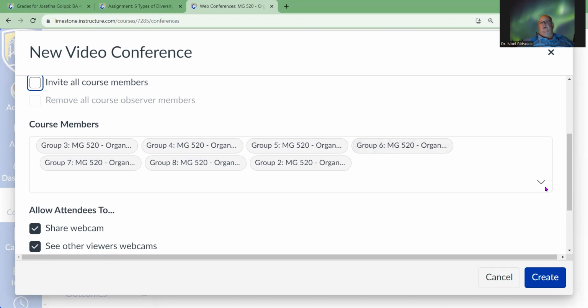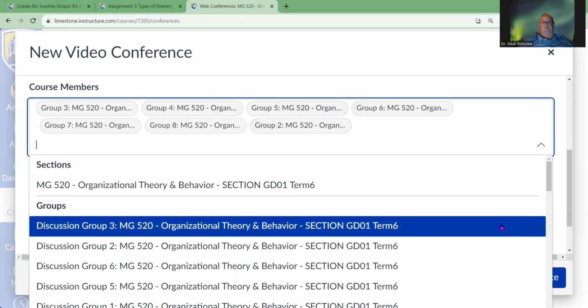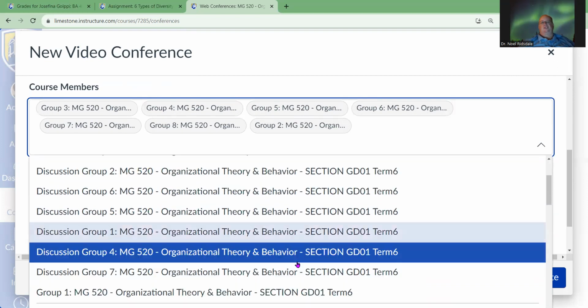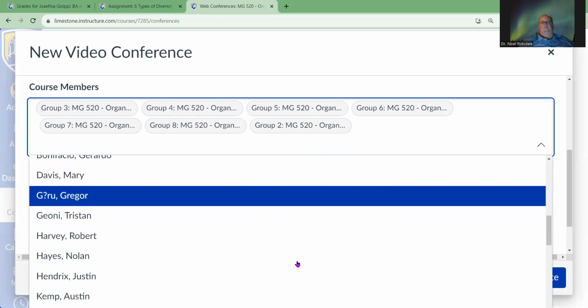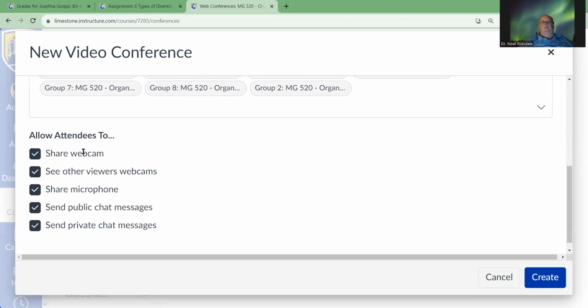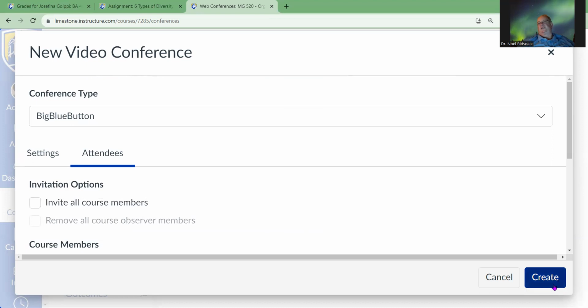And I will make sure that those are the actual groups. These are discussion groups. So you're going to have discussion groups here. You can invite your discussion group, and anybody else who would like to. Allow them to share the webcams, share the microphones, all that good stuff. But this one here is what I want you to call.